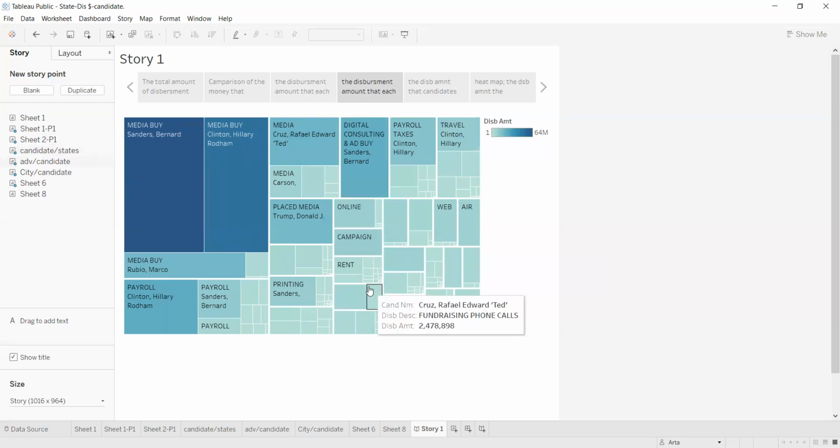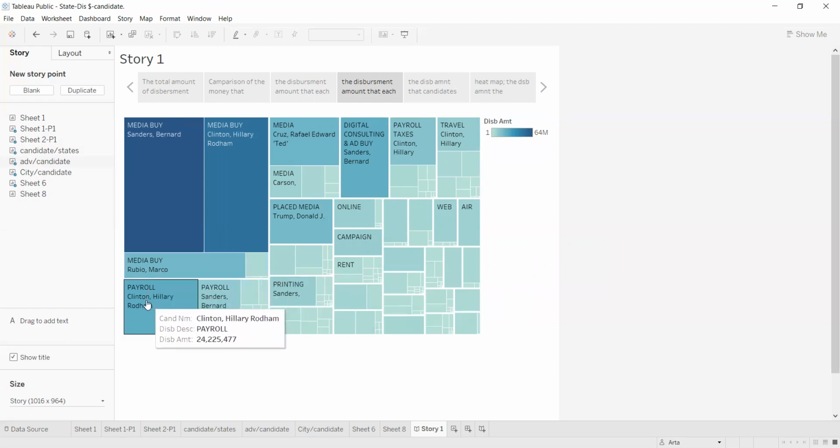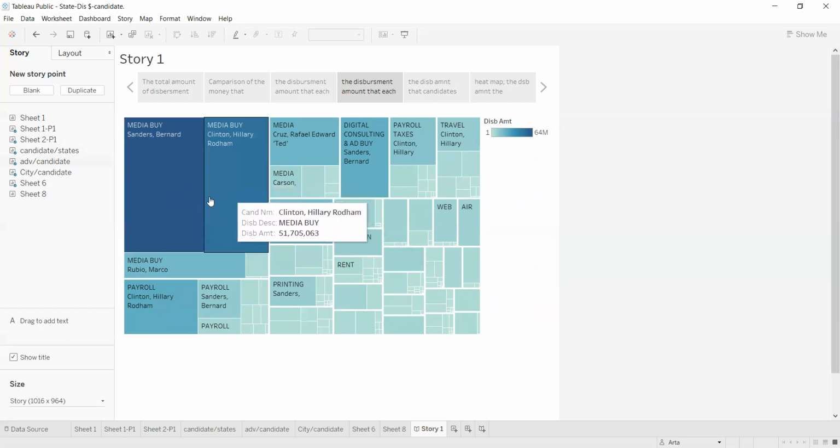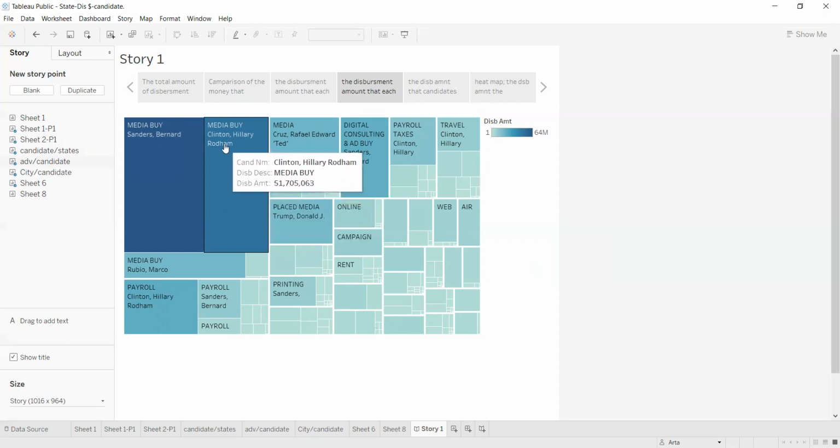Also, in this tree map, we compare the money that each candidate spent in different things. For example, you can see Clinton spent more than $24 million in payroll, and she also spent around $9 million for travel. And you can see Trump spent more than $17 million for place media, and the top two candidates which spend more money than the other candidates, like Sanders and Clinton, spent $64 million and $51 million respectively for media buy.